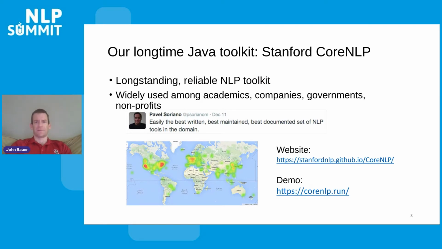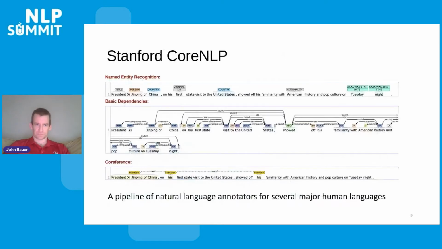So to begin with, at Stanford, for a long time, we've been maintaining a Java toolkit called Stanford CoreNLP. A lot of people in the industry may already be familiar with it. It has been around for many years. Although I've never met Pavel, I do know that I very much appreciate his positive comments about our toolkit. It's available at the website listed here, and we have an online demo available. It's written in Java, which means it doesn't use the latest deep learning techniques or highly tuned GPU performance, but it does have many years of dedicated work on improving the performance on several human languages.